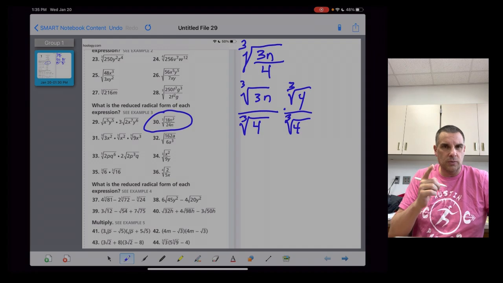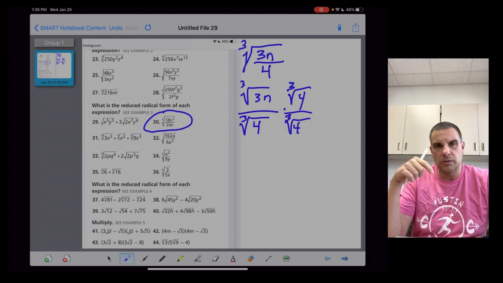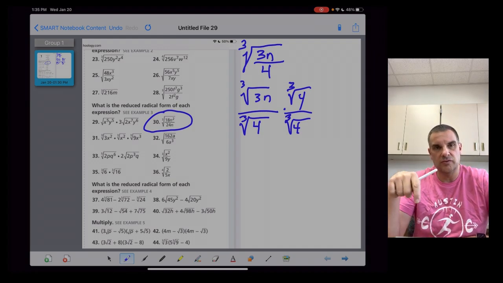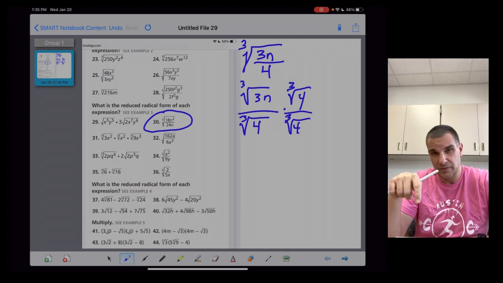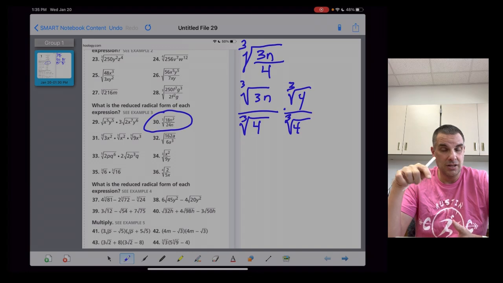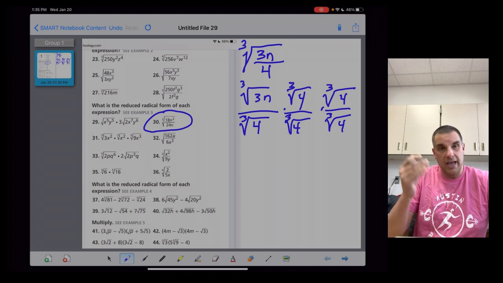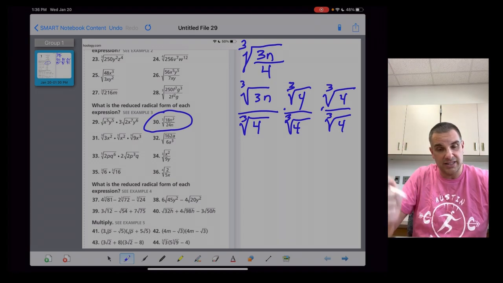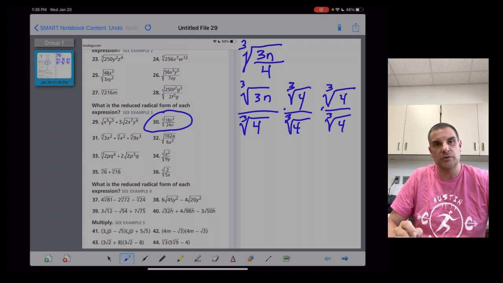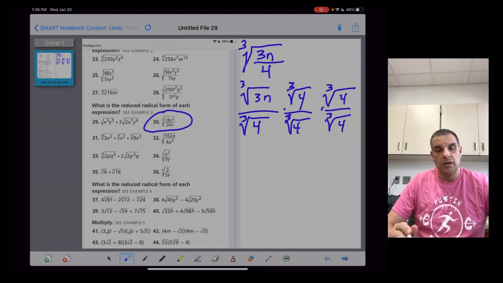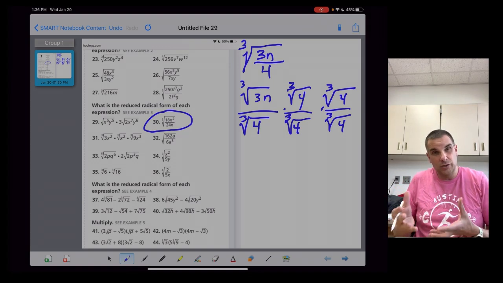If you just do it once, the cubed root of 4 times the cubed root of 4, that's the cubed root of 16. And you don't know what the cubed root of 16 is. It doesn't work out. So what we have to do with this one, and anytime your index is more than 2, is repeat it that number of times. So we've got the cubed root of 4 times the cubed root of 4 times the cubed root of 4. Now we've got a perfect cube created.